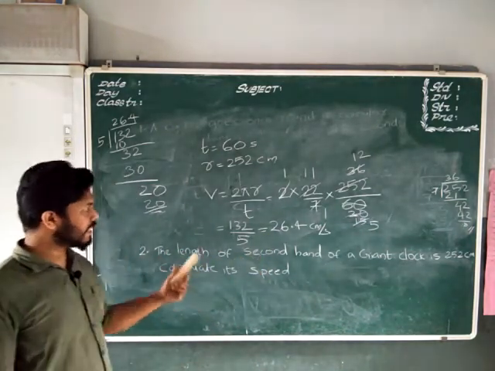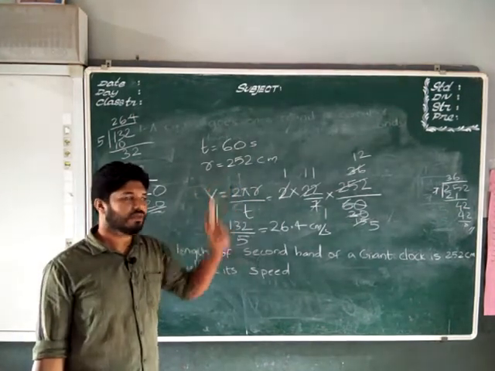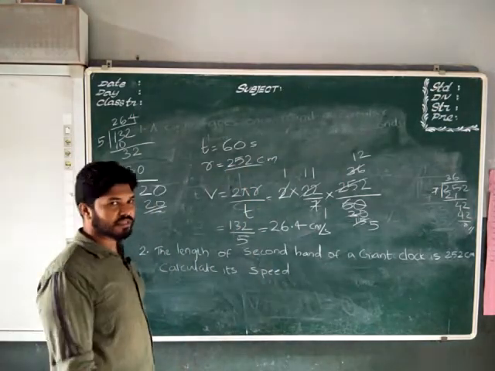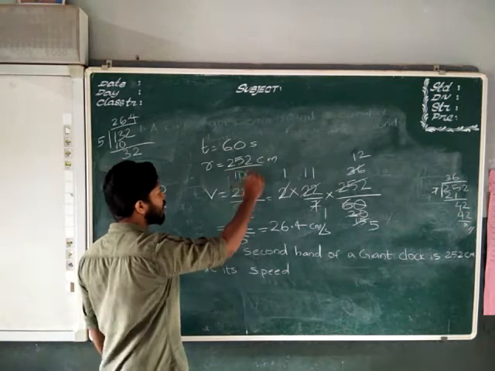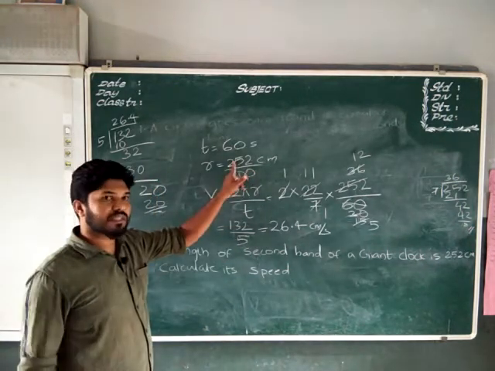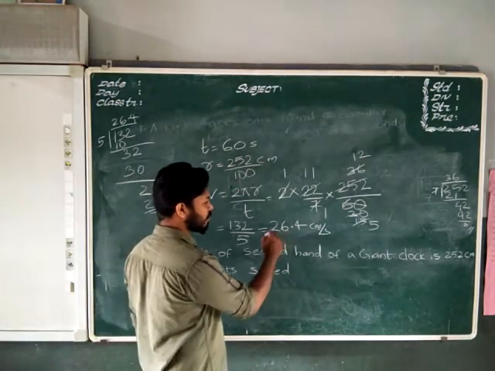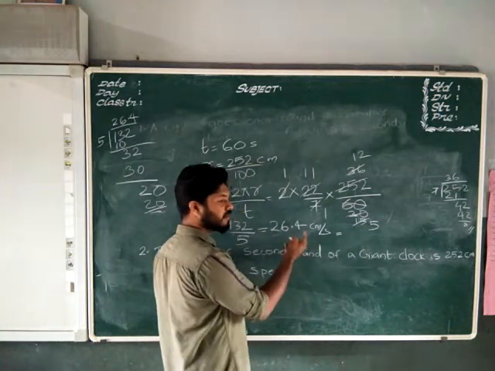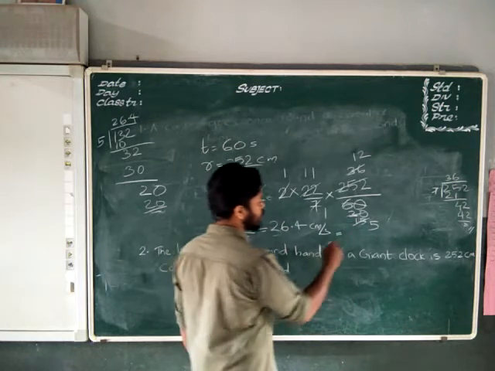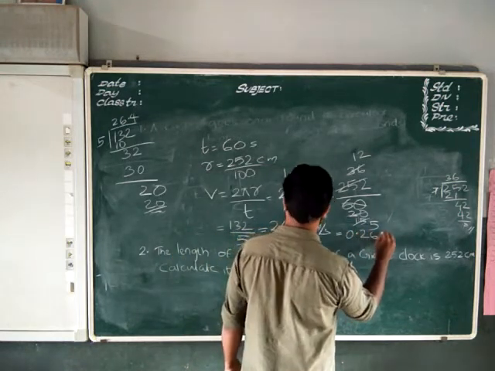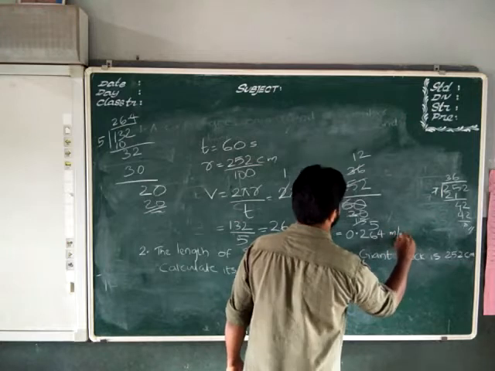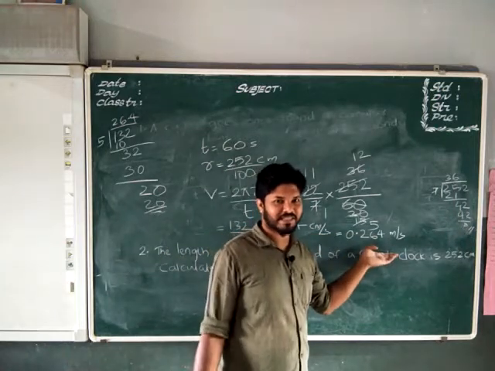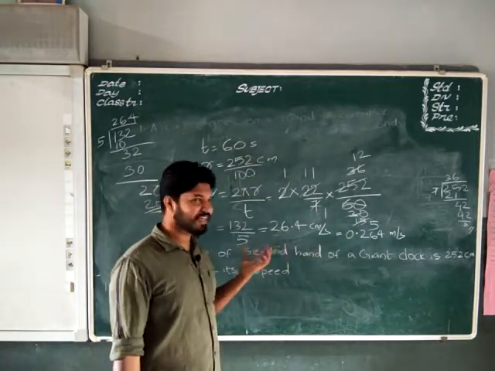If you do this by changing it into meter, we'll get an answer too. How many centimeters is 1 meter? 100. So we have to divide it by 100. Maybe you have done it by changing into meters, or we can change from here also by dividing by 100. 26.4 divided by 100 means the decimal point will change here, 0.264 meter per second. So here we have the answer in centimeter per second and meter per second. How did we convert? Just divide by 100.